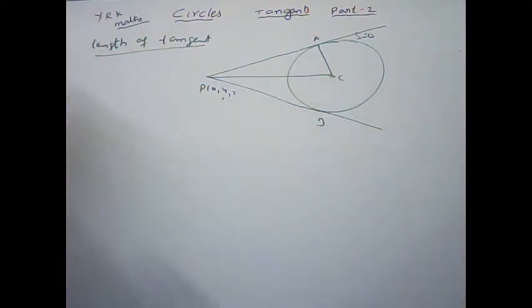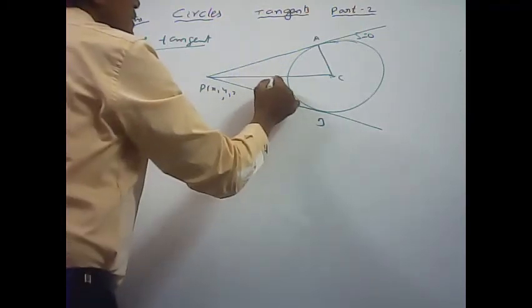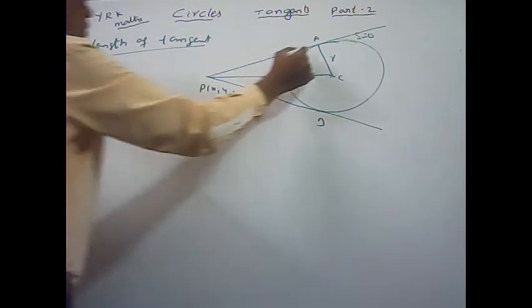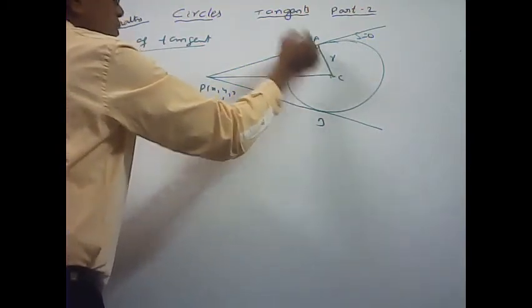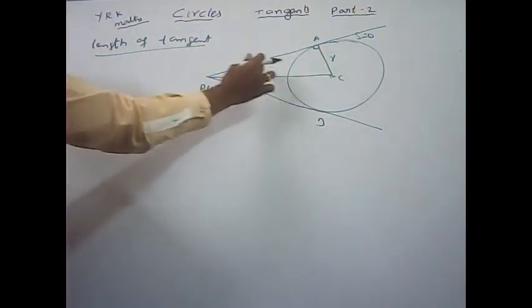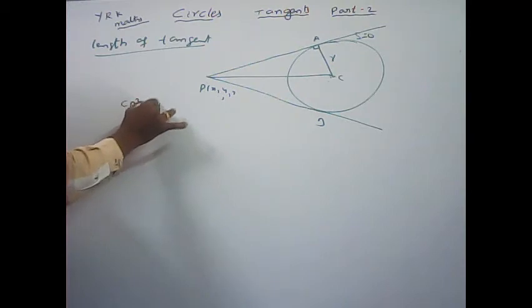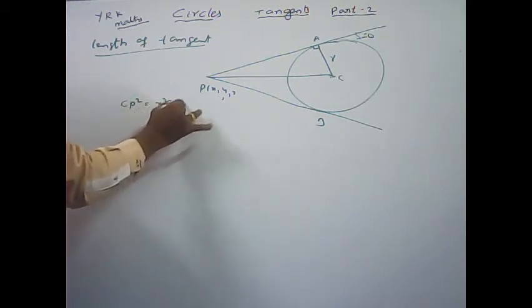Now here AP, we say this is CP, this is R. CP square. Here the radius is perpendicular to the tangent at the point of contact. This is a right angle triangle. According to the Pythagorean theorem, we can write CP square is equal to R square plus AP square.